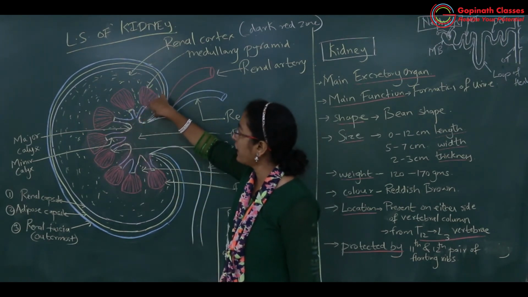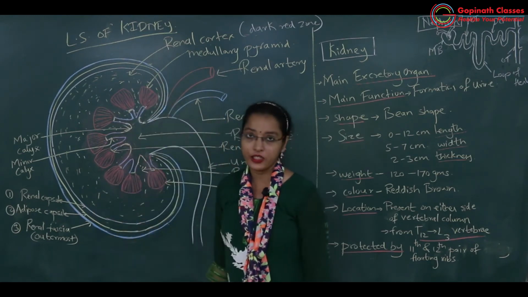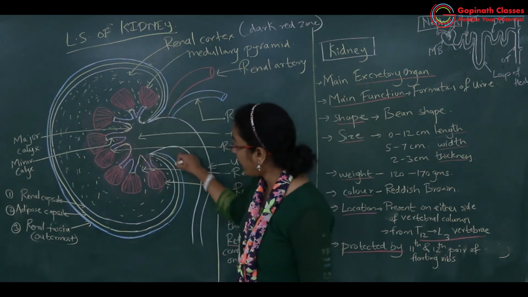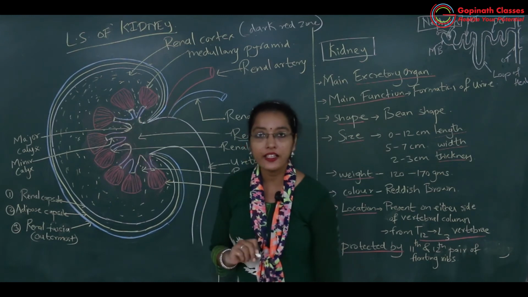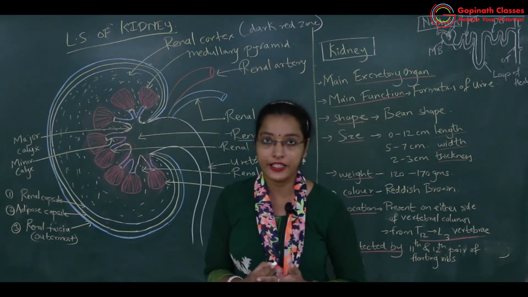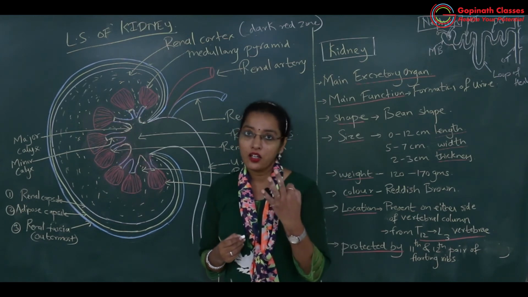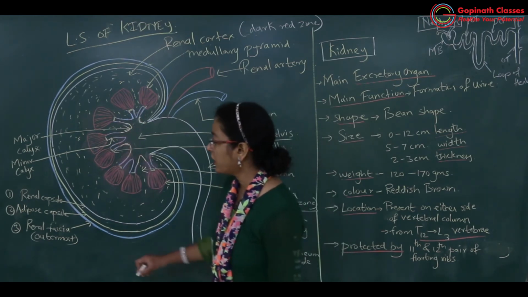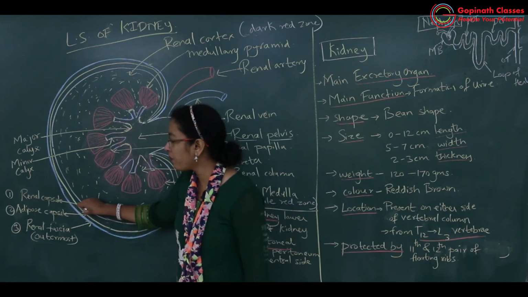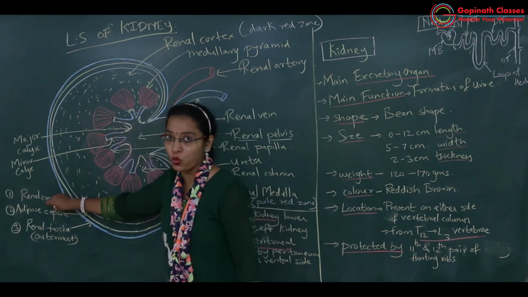Now we'll study the outer covering of the kidney. So look at the diagram. I have drawn three layers which are surrounding the kidney. Okay, to protect the kidney there are three layers. So which are the three layers? Innermost is the renal capsule.